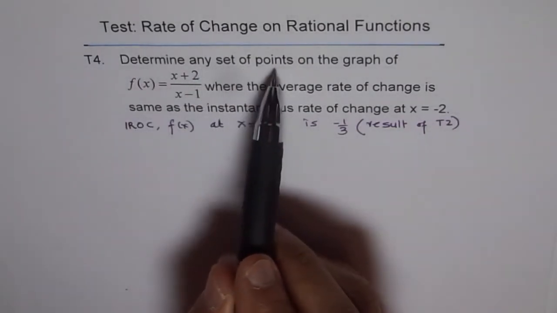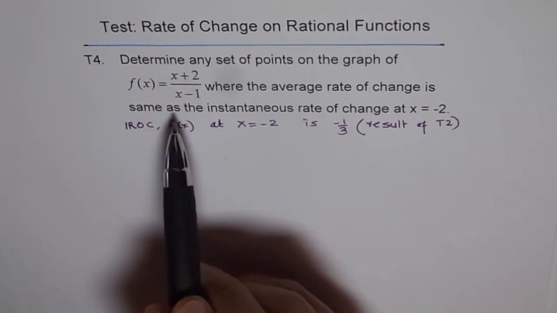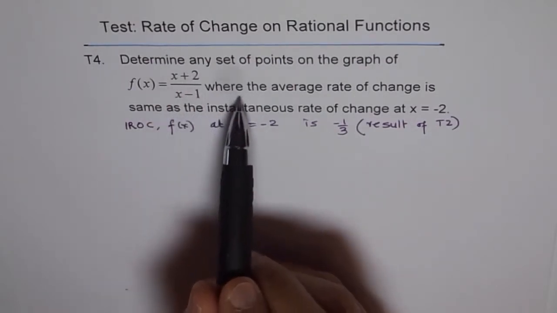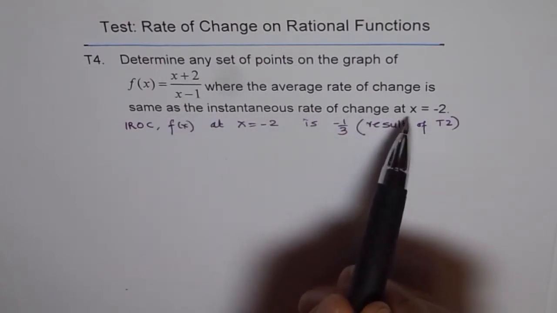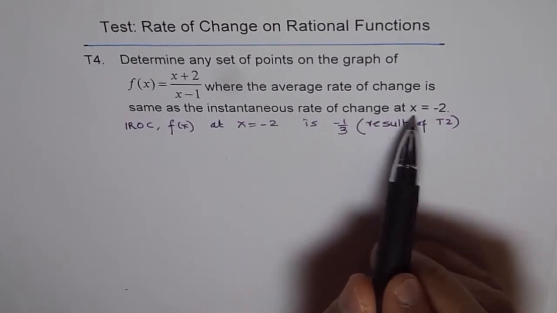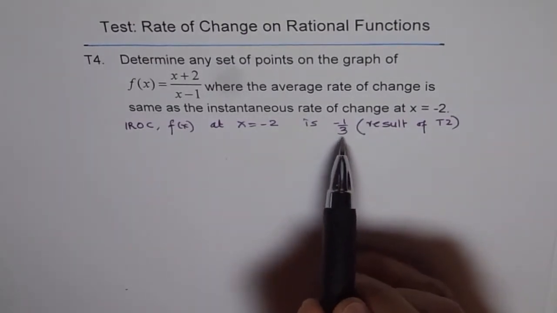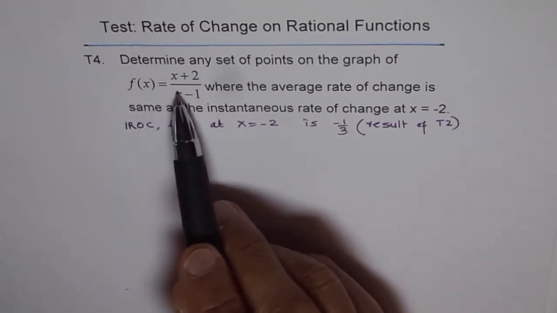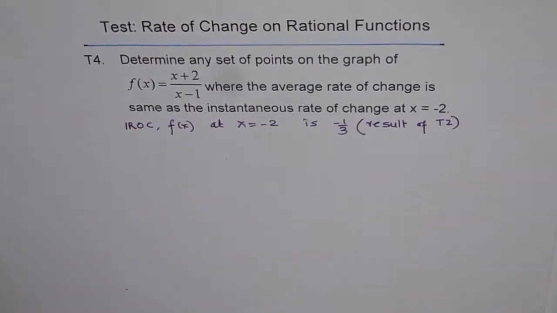Determine any set of points on the graph of f(x) = (x + 2)/(x - 1), where the average rate of change is the same as the instantaneous rate of change at x = -2. Now we know that the instantaneous rate of change at x = -2 is -1/3. Therefore, we need to find any 2 points on this function where the average rate of change is -1/3. So that is what our question becomes now.